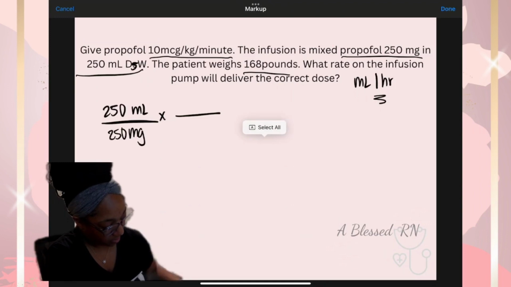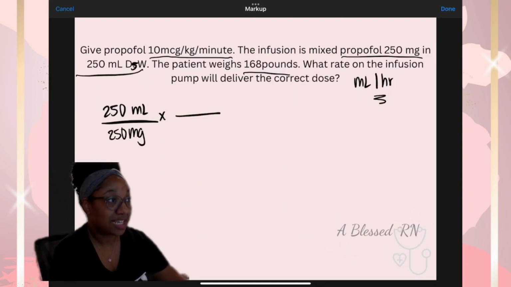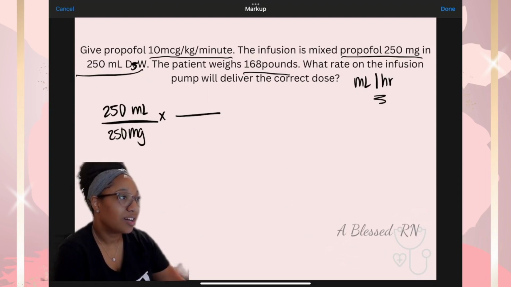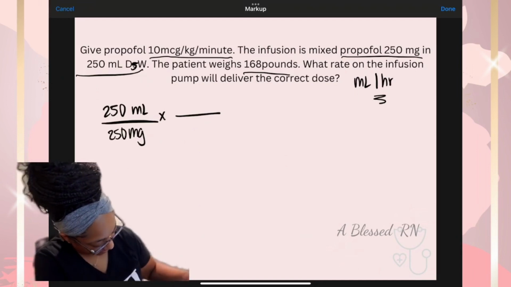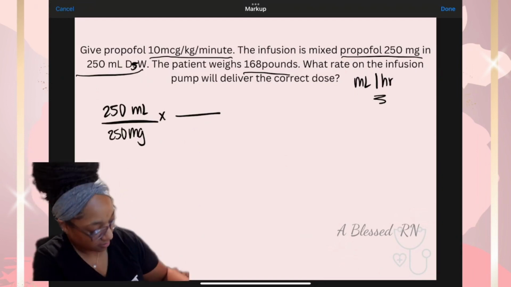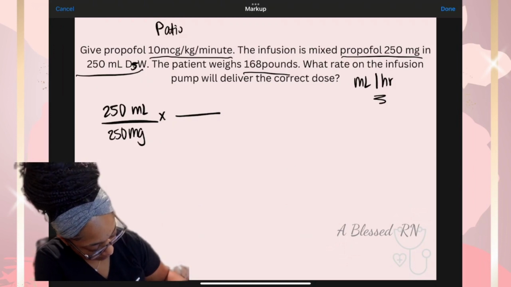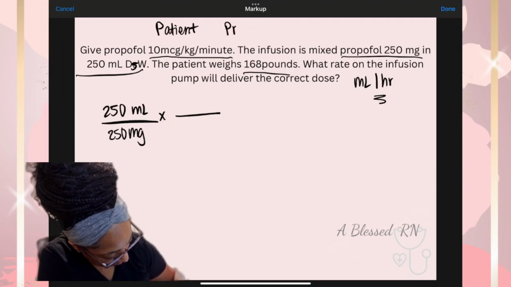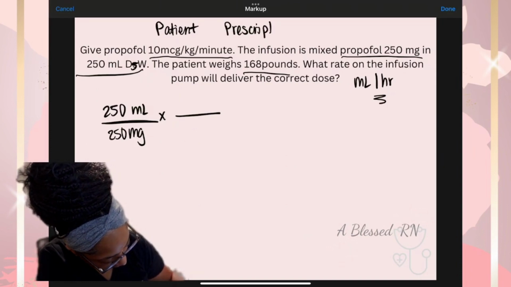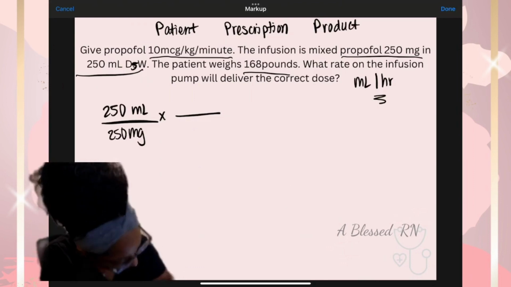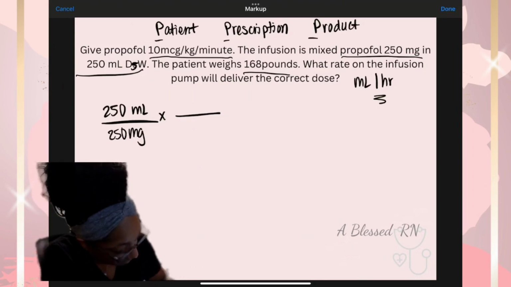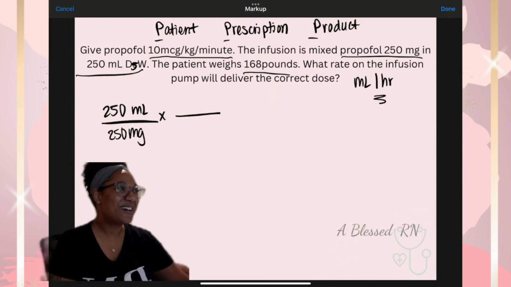All right. Now, our prescription is in micrograms. So we're going to have to do a conversion. Can I write PPP on the side so you can take a screenshot? Yeah. PPP. Like, you want me to write each P too? P, P, P. Boom.